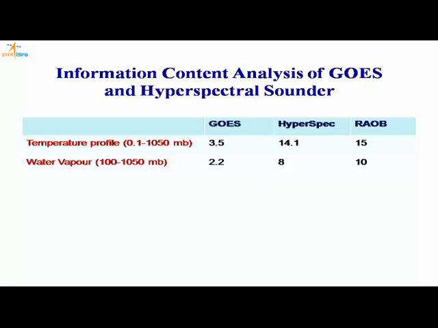If we move on to water vapor, again we see the independent piece of information was only 2.2, whereas the hyperspectral sounder is giving 8, which is very close to the RAOB observation of 10. So this table also tells you how important the hyperspectral sounder is for the atmosphere.